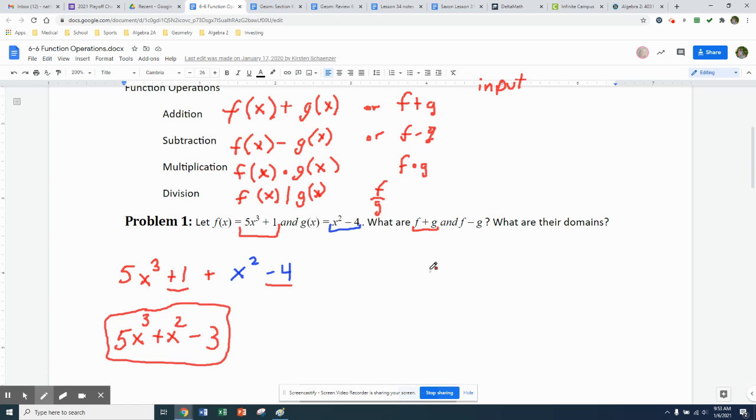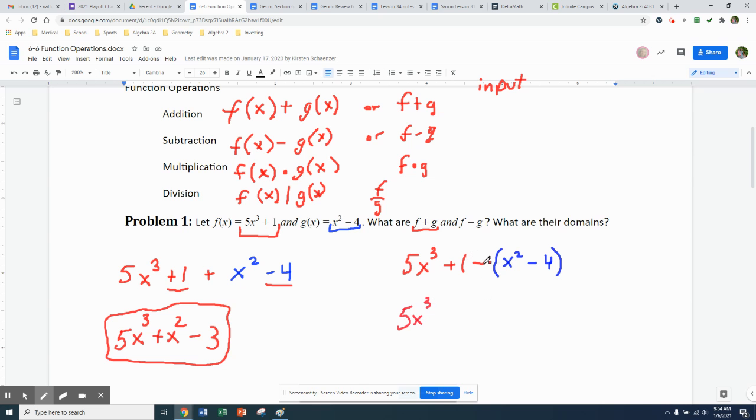Taking a look at problem 2, we're going to subtract f minus g. So we're going to have a 5x to the third plus 1, minus, now since I'm subtracting a binomial, two terms, I'm going to group those together. So it's important when we're subtracting a term or a function rule that's more than one term, we want to group that together to make sure that we're subtracting everything in that function rule. So here now we're going to start to simplify. So 5x to the third.